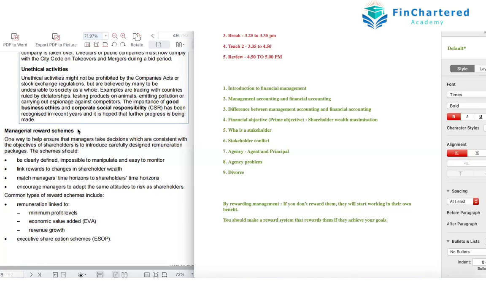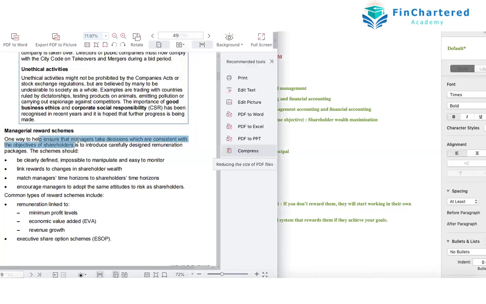So yes, that is what this is basically talking about. Right? So one way to help ensure that managers take decisions which are consistent with the objectives of shareholders is to introduce carefully designed benefit packages, remuneration packages. Remuneration is paid, but again, make sure that they are rewarded for what they do, right?